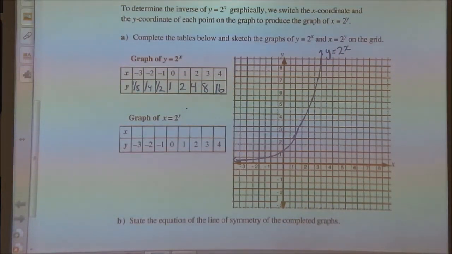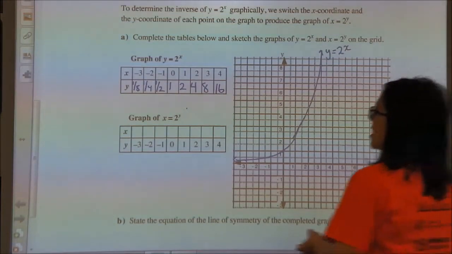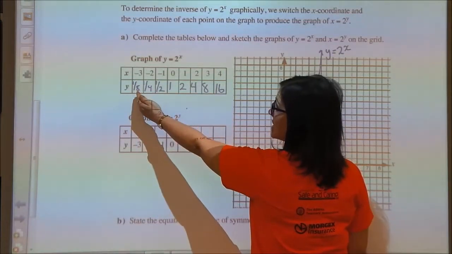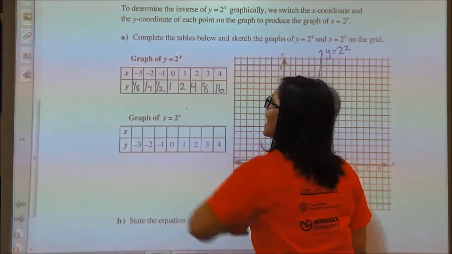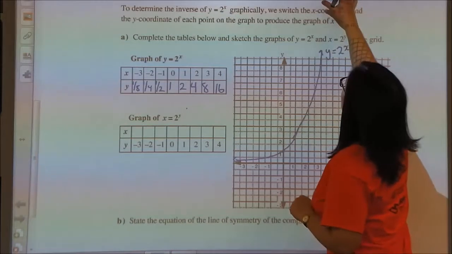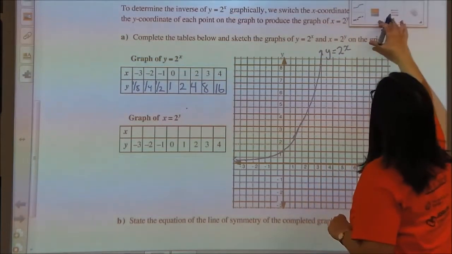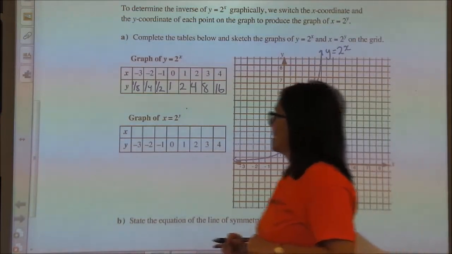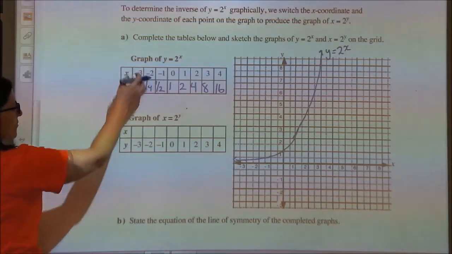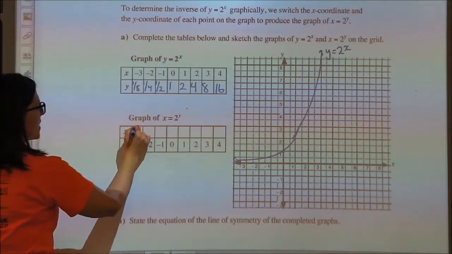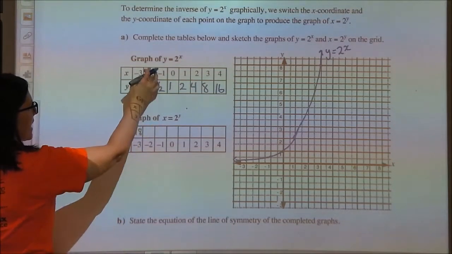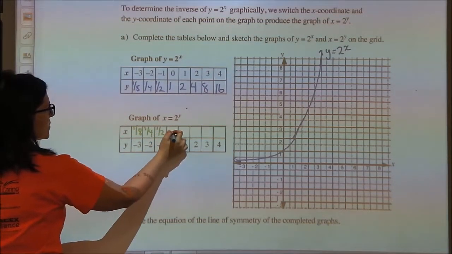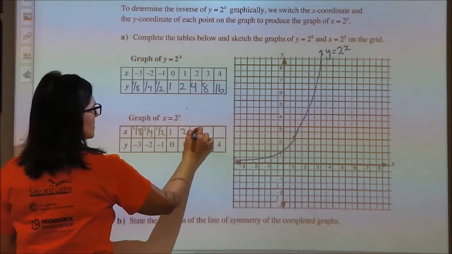So if I was to look at the inverse, interchange x and y, that's how I do the equation. For a set of ordered pairs, I interchange the x and the y coordinates. So what that would mean is negative 3 would become y, x would become 1/8. Negative 2 becomes y, x is 1 quarter. So this becomes my new x row.